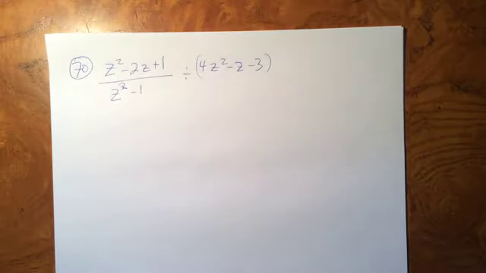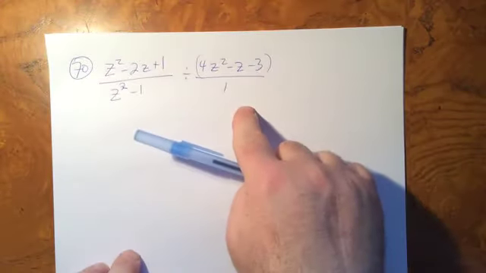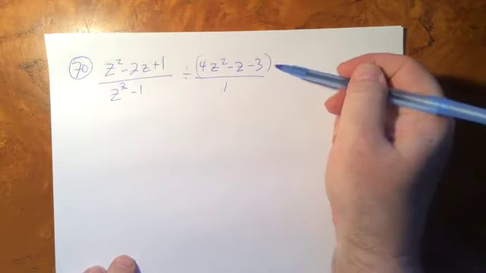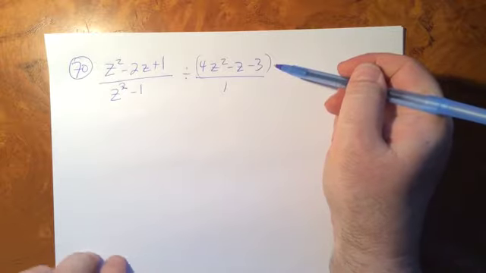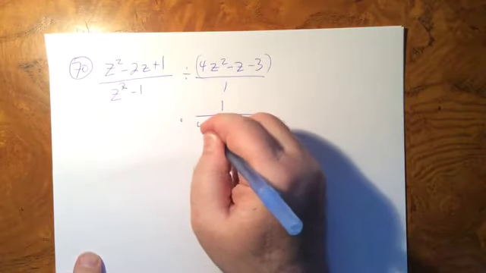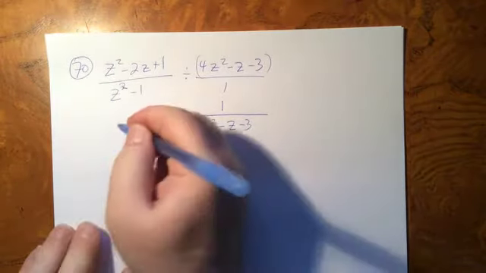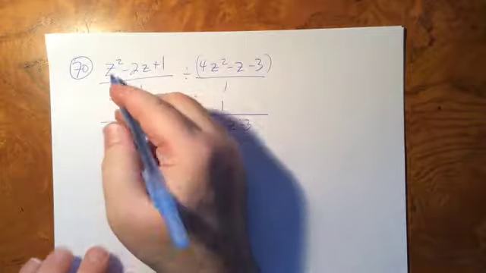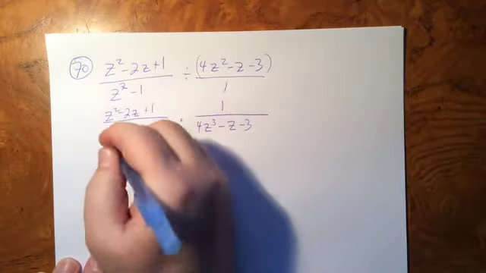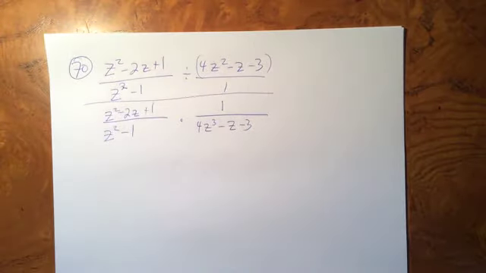So just like we did in the last question, we're going to go ahead and put a 1 underneath this. For this one, it's especially important because when we flip this, we have to ensure that the 1 is going to be at the top, and then the polynomial of 4z squared minus z minus 3 is going to be at the bottom now. So let's go ahead and do that first so we don't miss that step. And let's go here. So we have z squared minus 2z plus 1 over z squared minus 1, just to kind of separate that out.